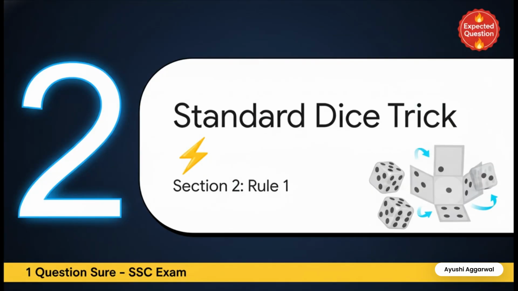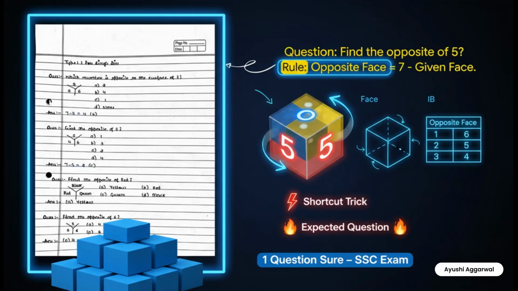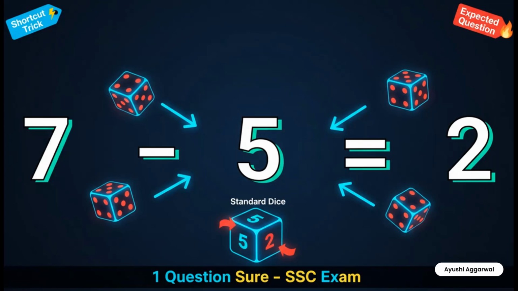Alright, so now that we know how to spot a standard dice, let's look at the first, and honestly, the simplest trick for it. So the question is, what's opposite of 5? Well, the rule is super simple. Because we know it's a standard dice, all you have to do to find the opposite of any number is just subtract it from 7. That's it. And there you have it, your answer. 7 minus 5 equals 2. That's literally all you have to do. In a standard dice, 5 will always be opposite 2. This simple little trick is going to save you a ton of time.